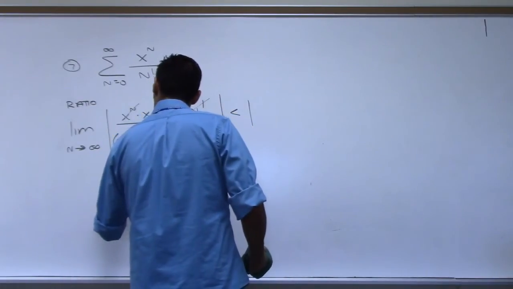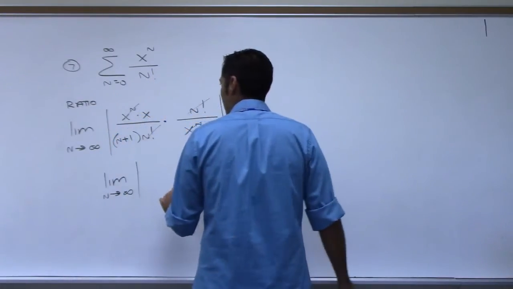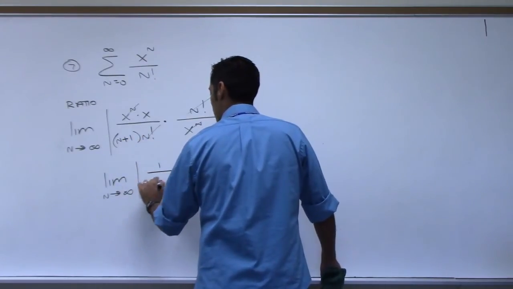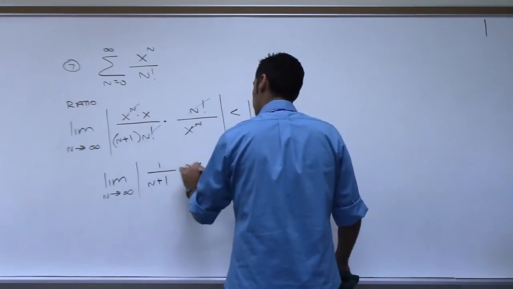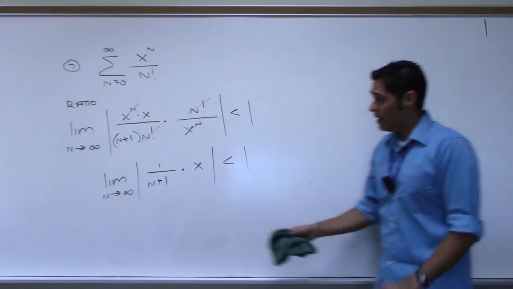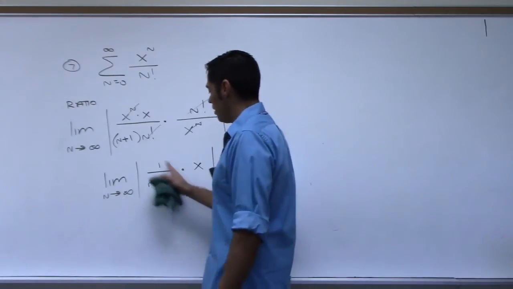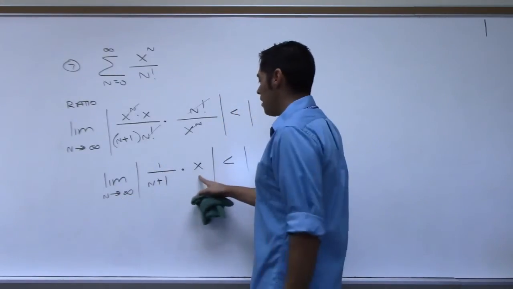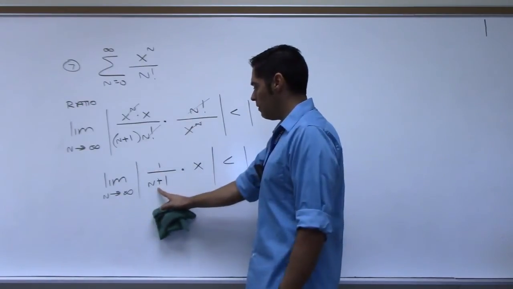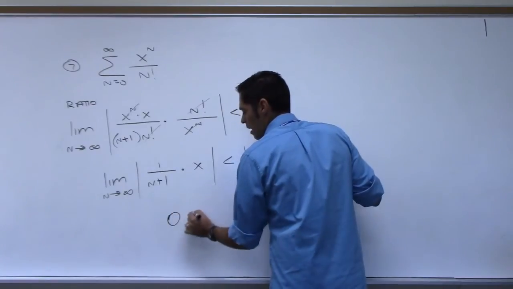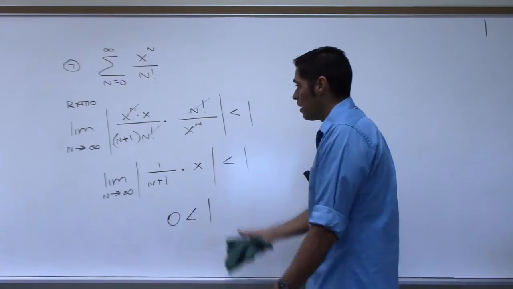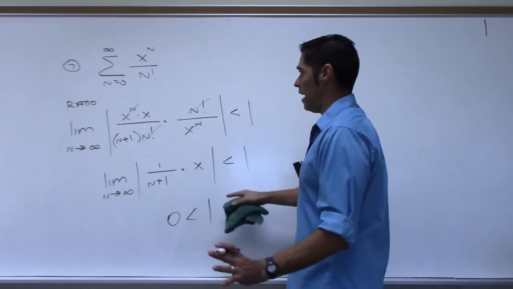n goes to infinity. Okay, split the n's from the x's. So all I have is an n plus 1 on the bottom, so I'm going to write that as 1 over n plus 1. And then over here I have x. I need that to be less than 1. So if I let n go to infinity now, this goes to 0. And then it doesn't matter what x is. Because no matter what x is, if I fix an x and I let n go to infinity here, this left side is going to be 0. And that's always going to be less than 1. So regardless of x, this is going to converge.